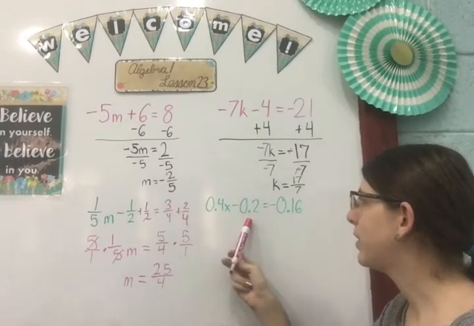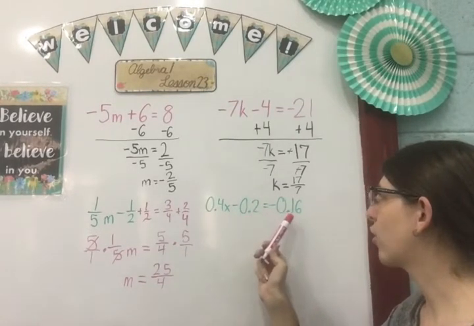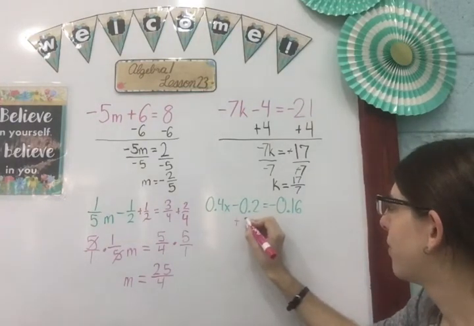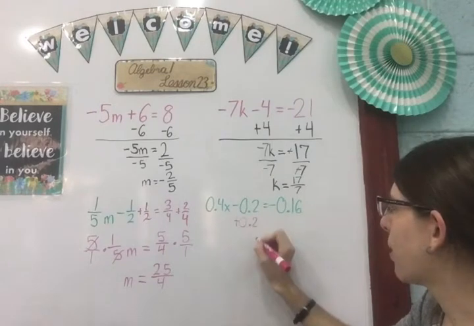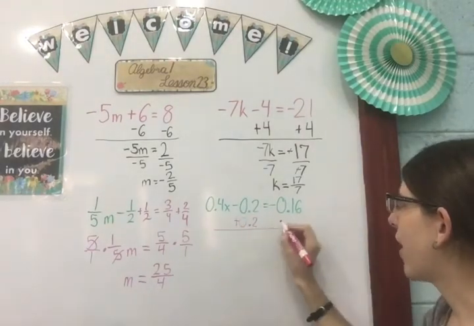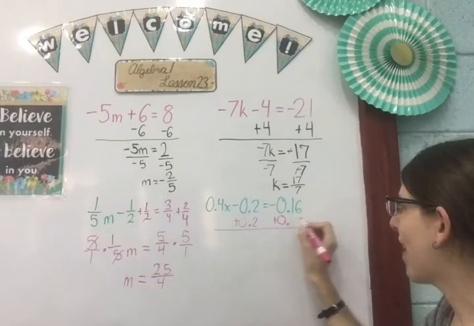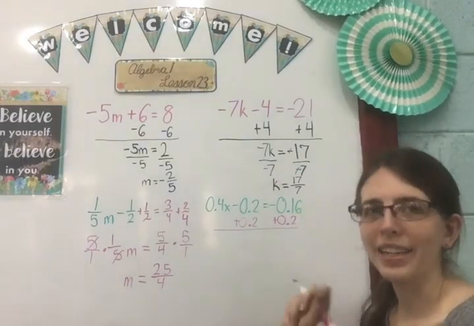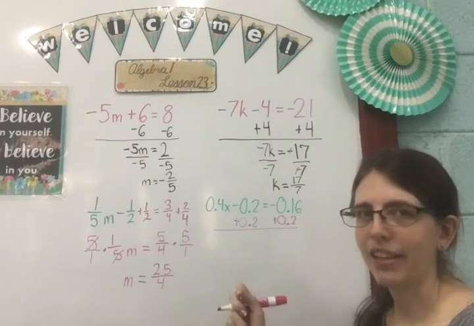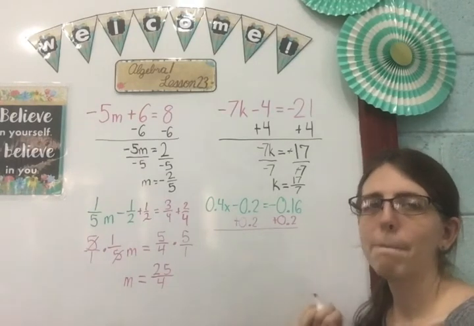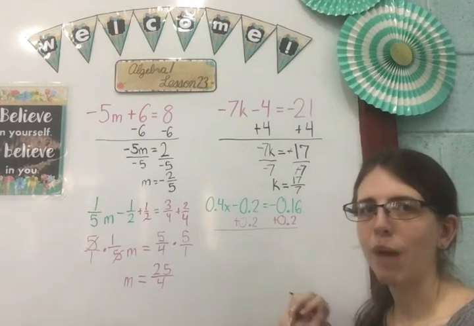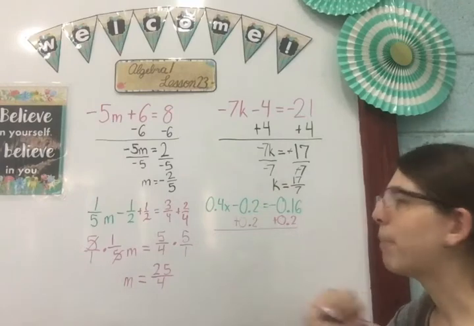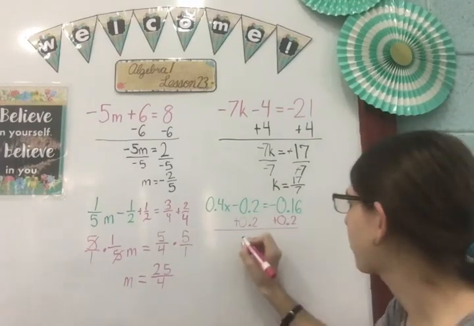0.4x minus 0.2 equals negative 0.16. We'll start by adding 0.2 to both sides of my equation. Now I know some of you are thinking, Miss Ashley, do I have to put the 0 in front? No, you don't really. Technically, yes. Scientifically, yes. And that's why you see it in your book. But for the sake of your math, I don't mind if you're missing a 0. I will not make your problem incorrect if you don't put the 0. But technically, yes, you are supposed to.